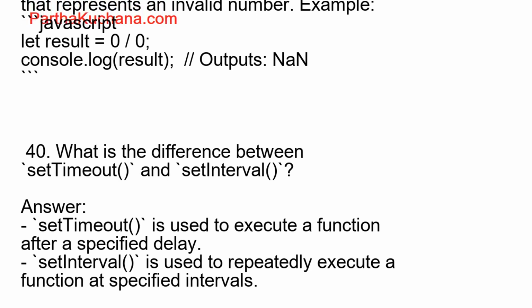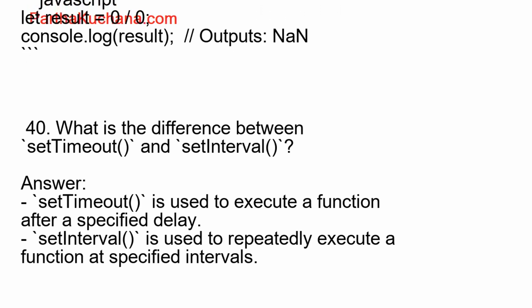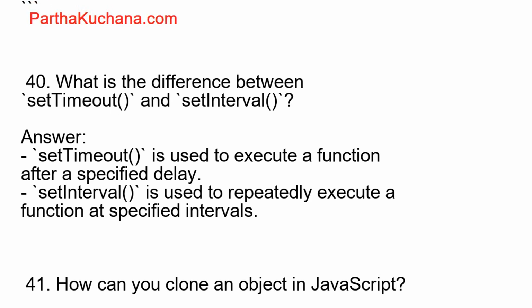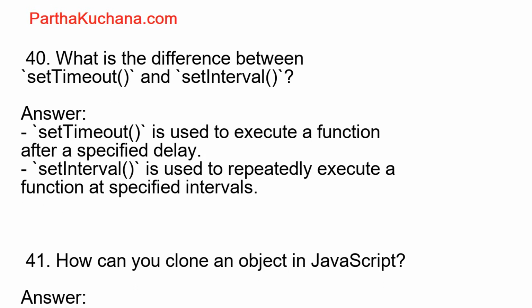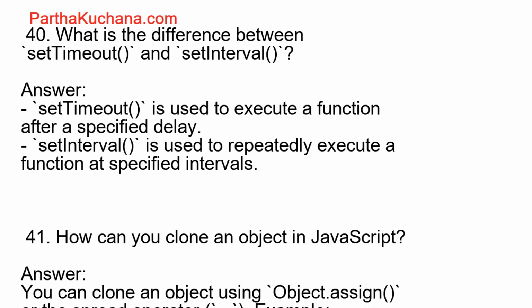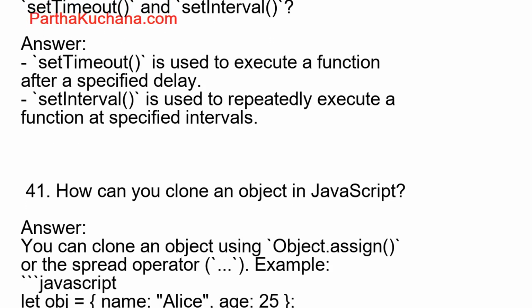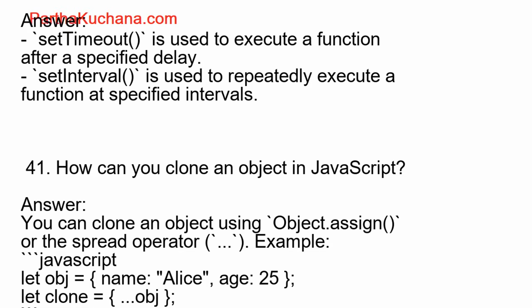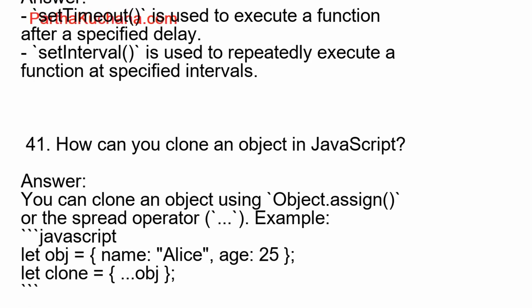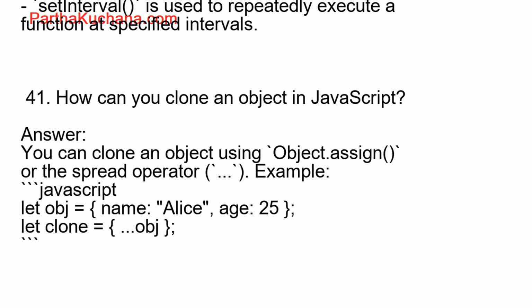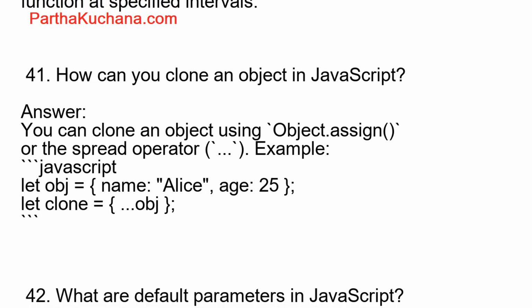42. What are default parameters in JavaScript? Answer. Default parameters allow a function to have default values for arguments that are not provided. Example, JavaScript. Function greet, name equals guest. Console.log, hello, $name, greet, // outputs, hello, guest.